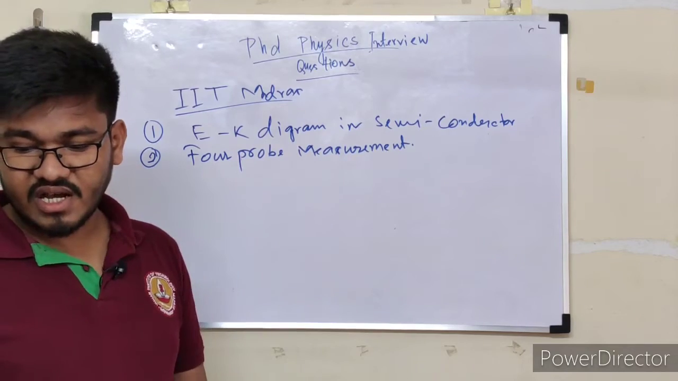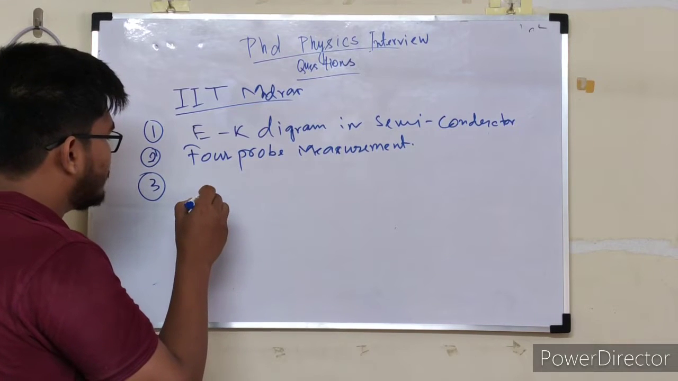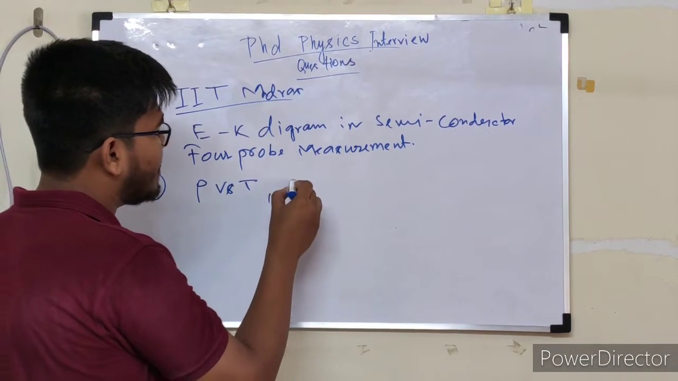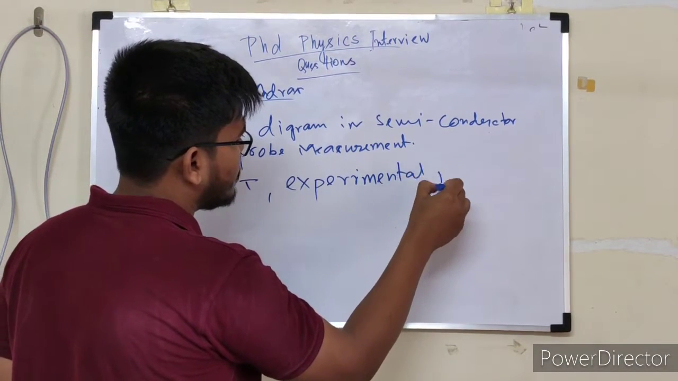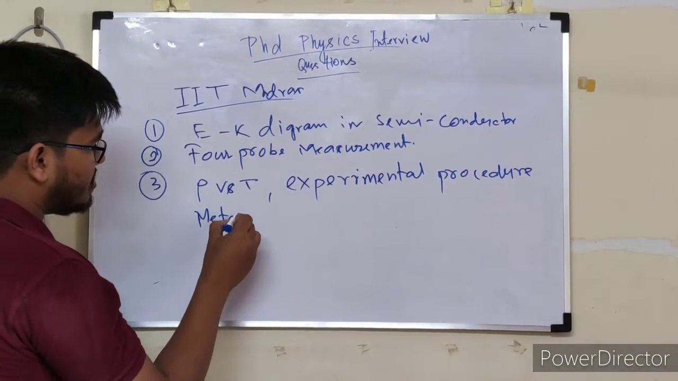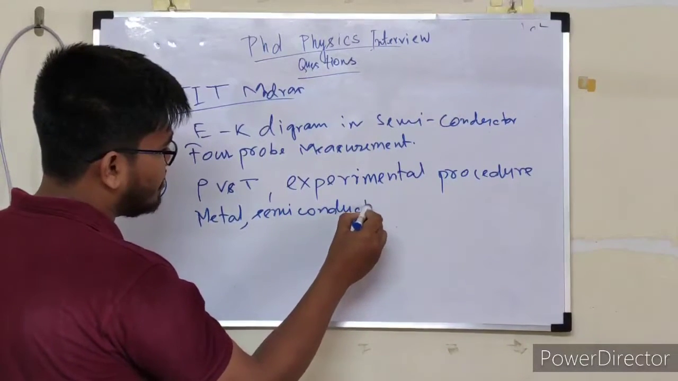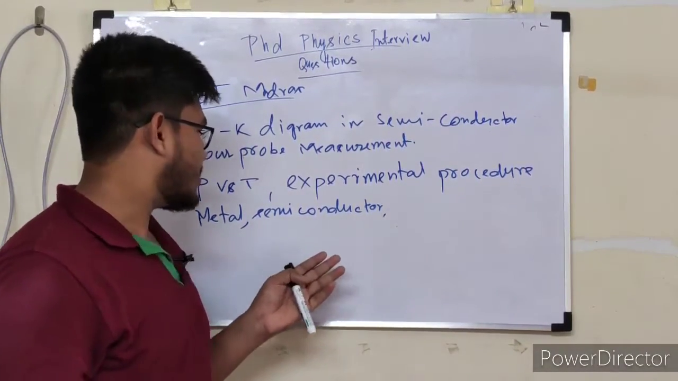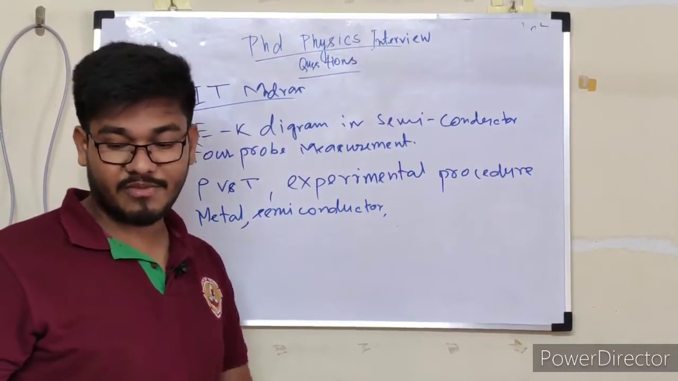The third question was how can you distinguish between metal, semiconductor and insulator. I plotted a rho versus T graph. They will ask about experimental apparatus, any experimental procedure you know for distinguishing between metal and semiconductor. In this area, with the rho versus T graph, they will ask the low temperature behavior of resistivity of a metal at low temperature.